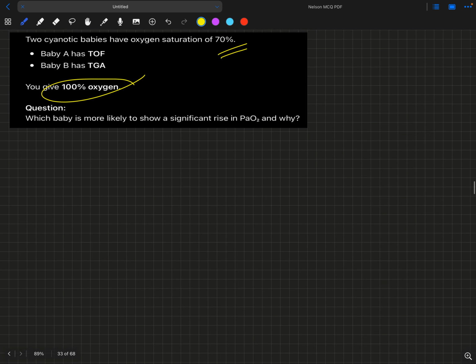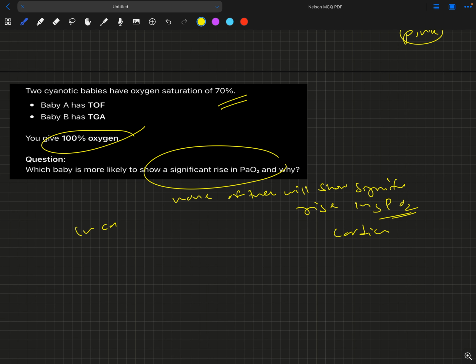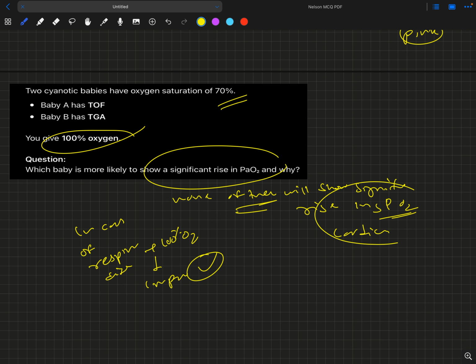So none of them will show a significant rise in SpO2, or oxygen saturation, because they are cardiac causes. In case of respiratory disease, if you give 100% O2, there will be improvement. But in case of cardiac disease, there will be no improvement.